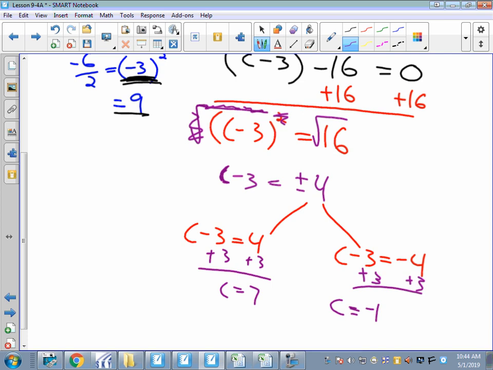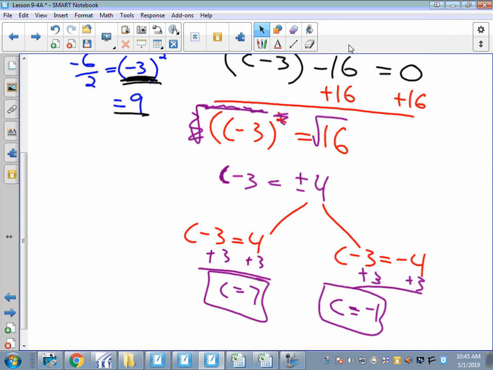Okay? If I were to graph this, you'd see it would cross the x-axis at 2 spots, 7 and negative 1. Or if I factored it, I'd probably get solutions of 7 and negative 1. This is just another way of doing it called completing the square.